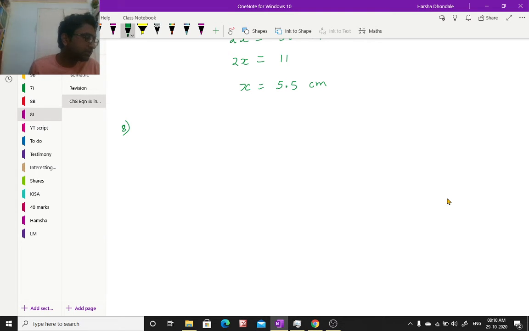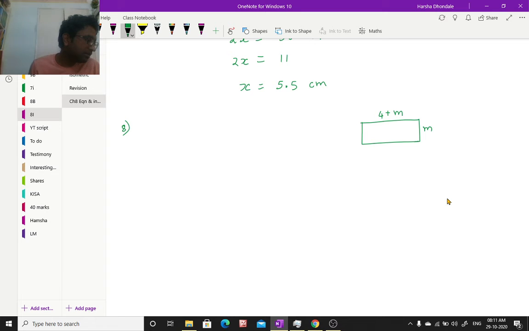One side of a rectangle is 4 centimeter longer than the other. The perimeter of the rectangle is 28 centimeter. Find the length of each side. Okay, what I'll do is I'll draw a diagram. So one side is 4 centimeter longer than the other. So I'll say this is 4 centimeter longer plus this side, the other side. I'll call the other side as m. So then this will be 4 plus m because it is 4 more than the other side.